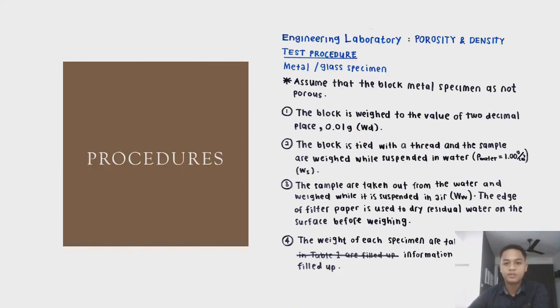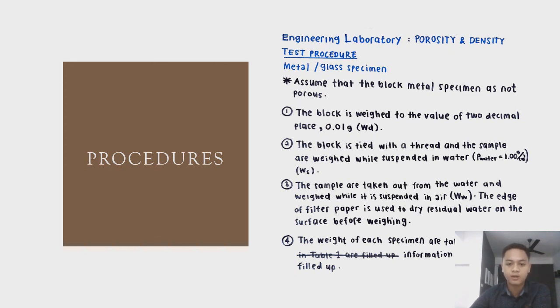So as you can see here, we have the test procedure for the experiment of porosity and density, and in this experiment we have two parts actually. The first part is for metal or glass specimen, and the second part will be for ceramic specimen. We have to assume that the block metal specimen is not porous. So this is the first step that you have to do, which is you have to assume that the block metal is not porous.